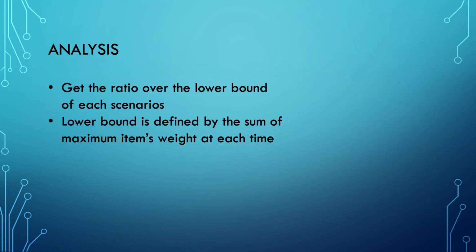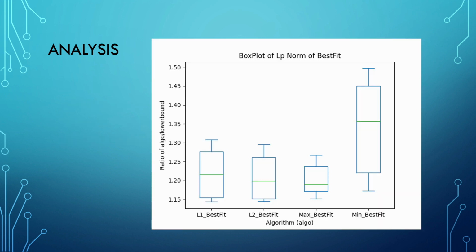Instead of using the raw bin usage time, because each scenario may differ, we use ratios instead, which is the ratio of the total usage time over the lower bound of each scenario. And the lower bound is given by the sum of the maximum item weight at each time. As such, we have 27 ratios for each algorithm, and we can plot a box plot for each algorithm which consolidates the 27 scenarios, and we can compare the algorithms.